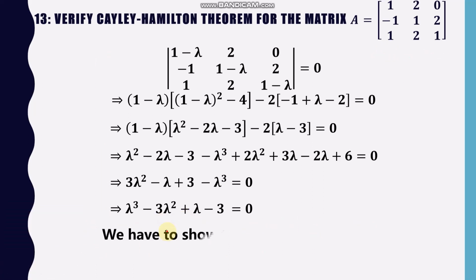Now we have to show that the Cayley-Hamilton theorem is satisfied by this equation. So let's find A cube, A square, and everything, and we'll put all the values in this equation, and we'll show that it is satisfying the Cayley-Hamilton theorem. So let's do it. Let's find A cube.